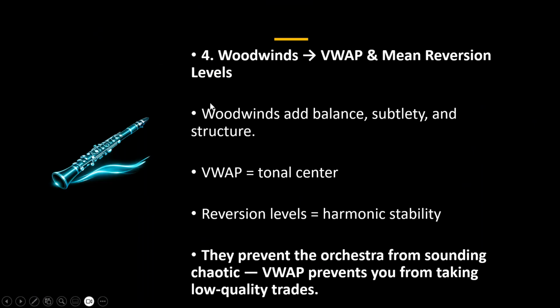If it goes up too far away from the VWAP and then it comes back down, now the woodwinds come in again, and you're going to get the stability. They prevent the orchestra from sounding chaotic. VWAP prevents you from taking low quality trades, right? And that is the woodwinds.